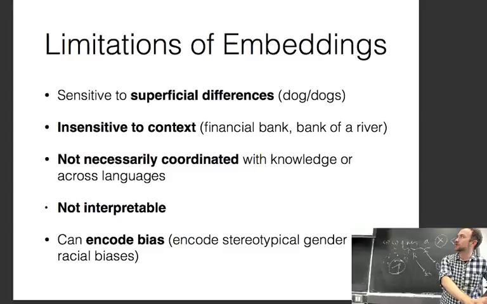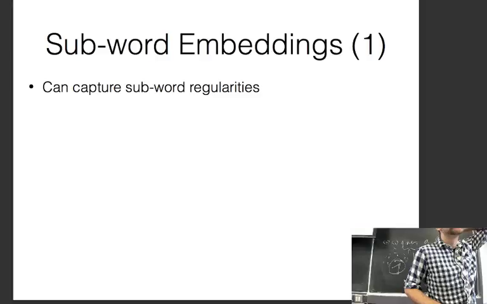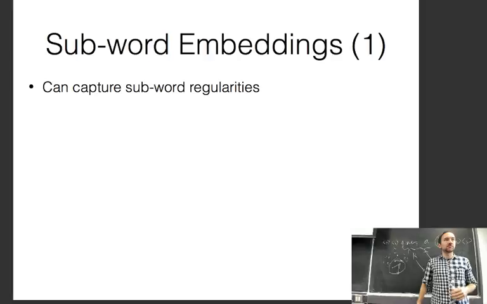So one way to, go ahead. That's a good point. I will talk about that maybe after I talk about the ways that people do it normally. The question was whether you can pre-process the data to remove the superficial differences. So the way people try to basically smooth over these small differences in words is by doing some sort of subword embedding.